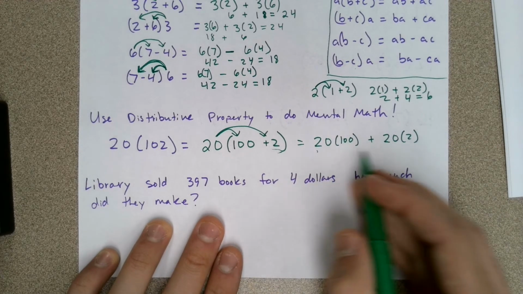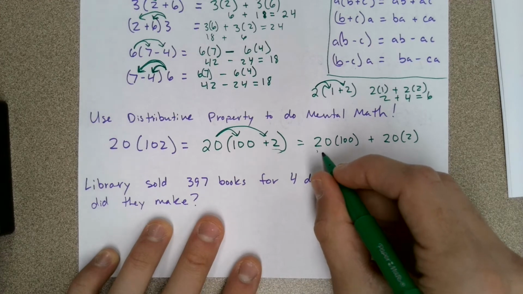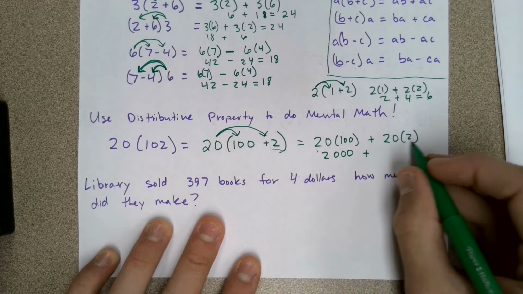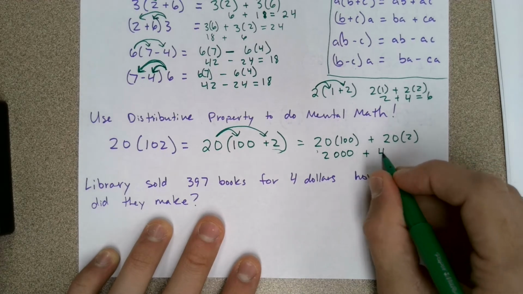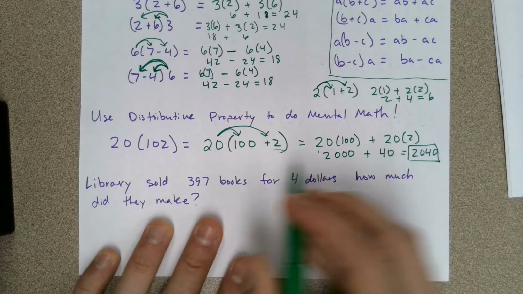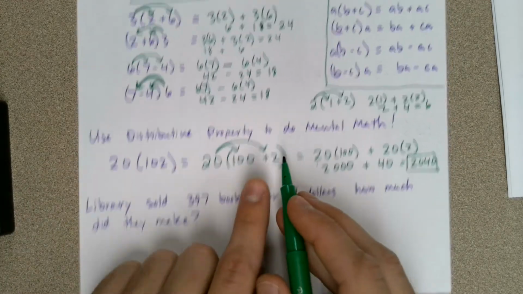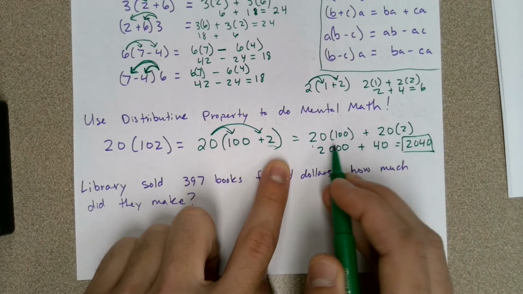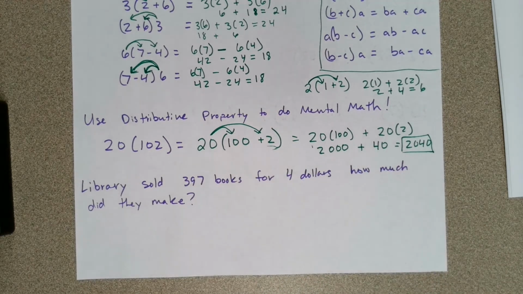I know the answer of both of those. I can do those in my head. 2,000 plus 20 times 2, 40. 2040. I broke this 102 apart, made it into some mental math that I knew how to do, rewrote that using the distributive property, and worked it out.